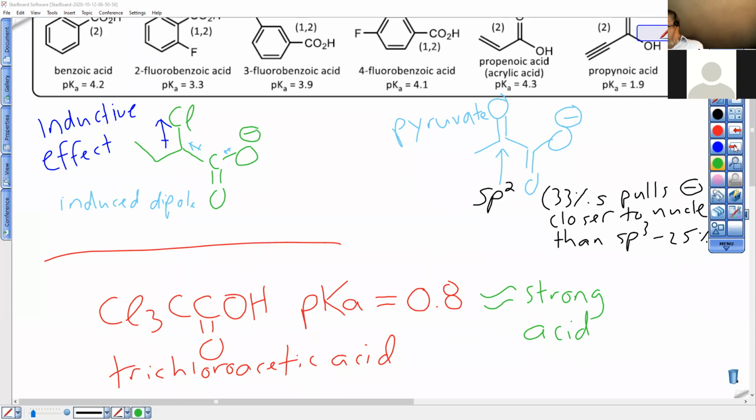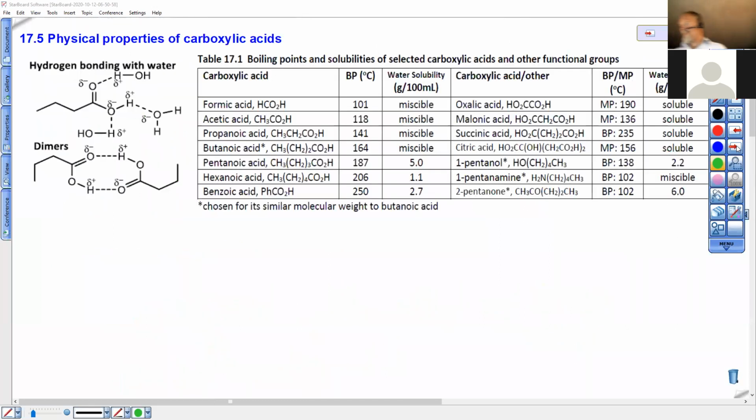We're going to finish up chapter 17. Yeah, it's a short chapter. We're going to get it done in one day with a discussion of physical properties of carboxylic acids. And boiling points are one thing, and solubility another thing. These are both very important things.